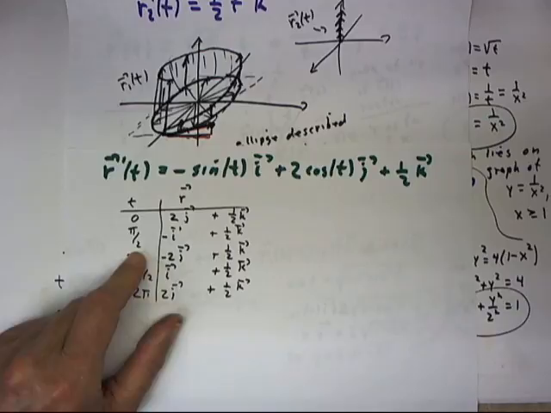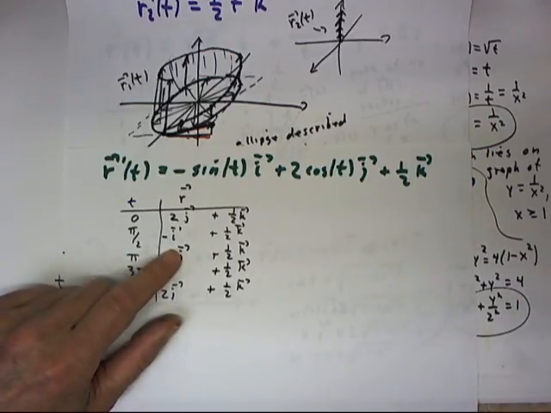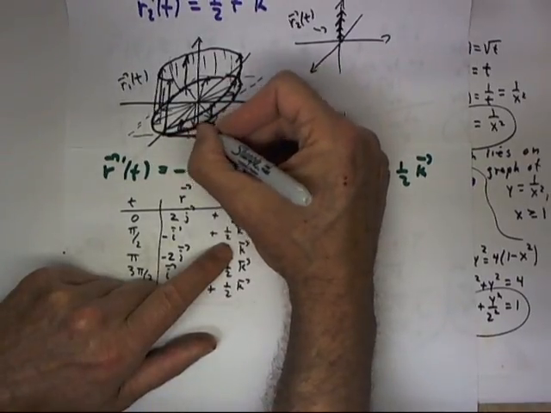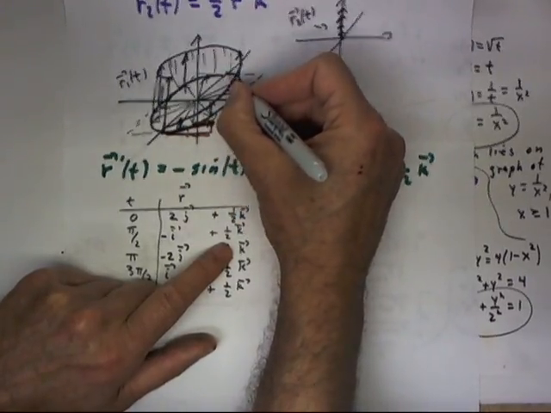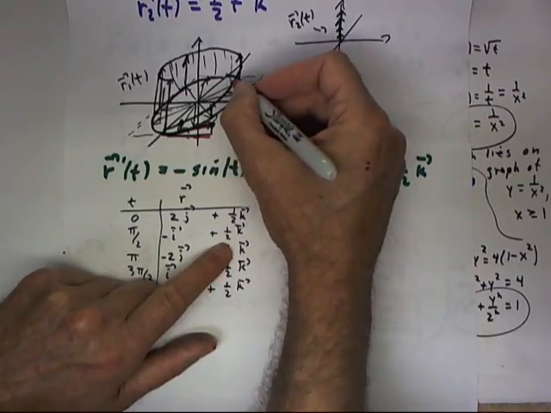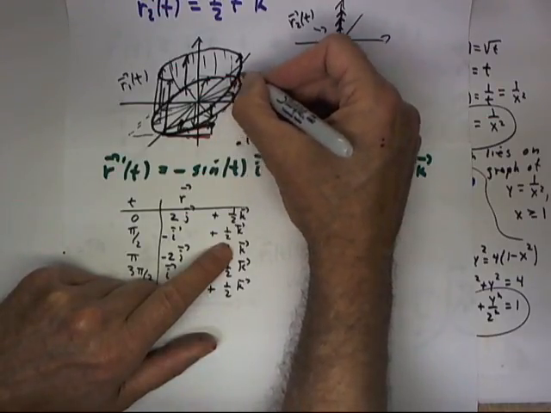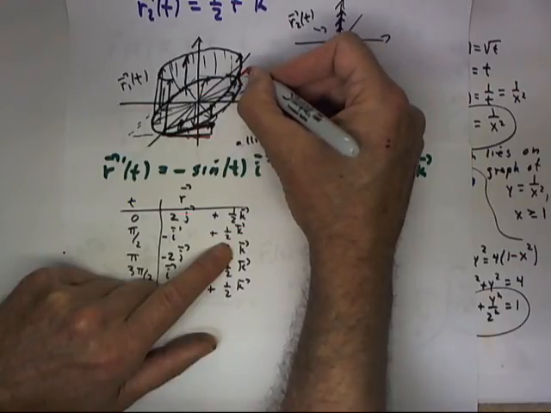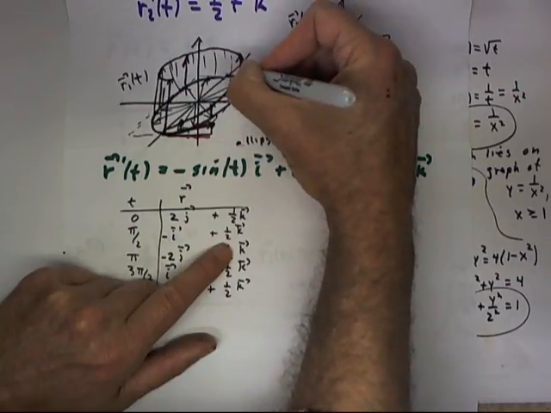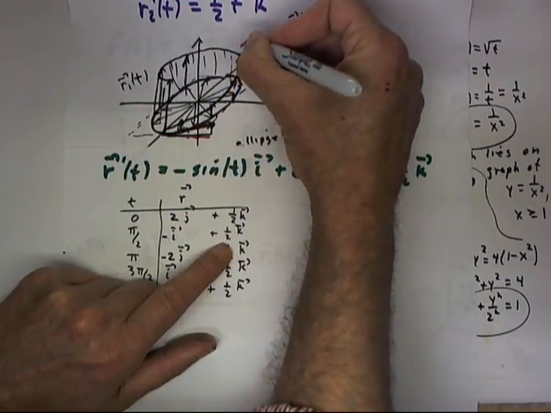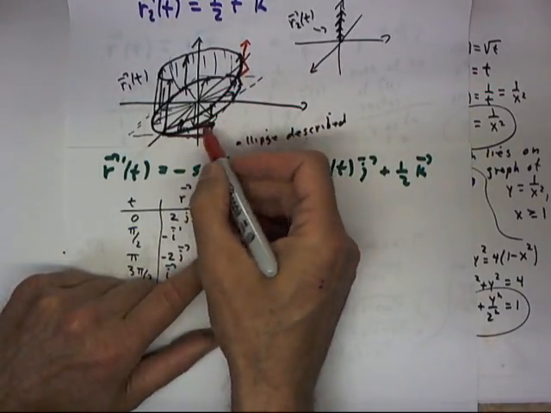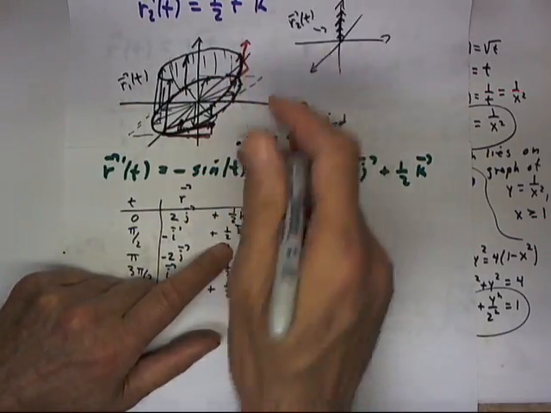At t equals pi over 2, we have negative i plus 1/2 k. Now the t equals pi over 2 point occurs around here, and we're up on the vector here. The negative i direction is going to be parallel to the negative x-axis, and the 1/2 k is going to come up like this, and our vector, I'm going to extend it a little bit, comes up in this direction. Now both of these vectors appear to be plausibly tangent to the curve.